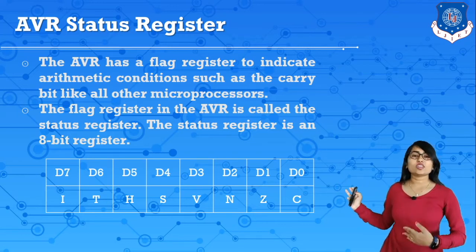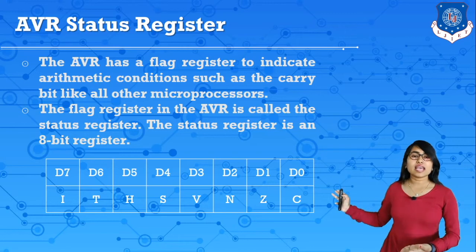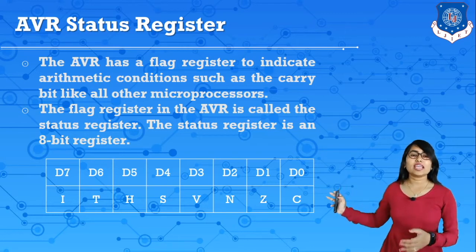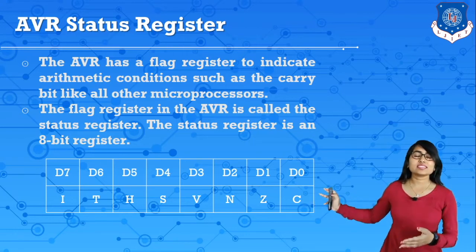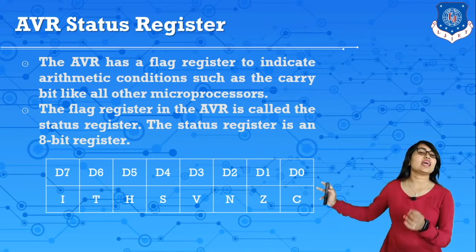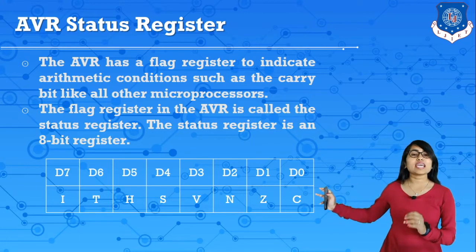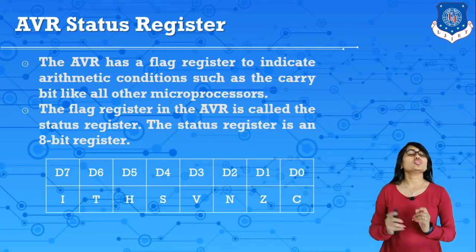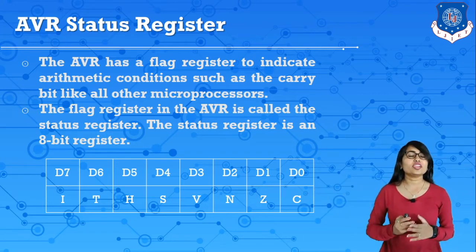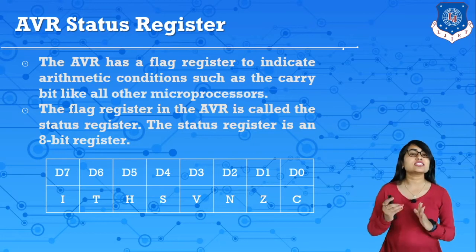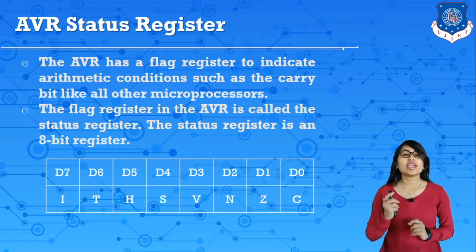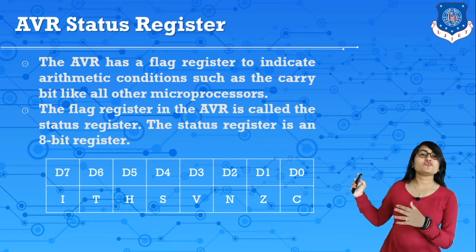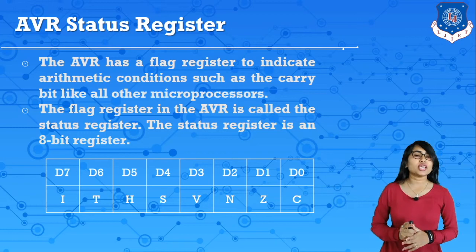C means carry flag, Z means zero flag, N means negative flag, V means overflow flag, then S means sign flag, H means half carry flag, then T for temporary bit and I for interrupt. So these are the different flags which indicate the status of the microcontroller. Let's discuss when these flags are enabled and when they are disabled.